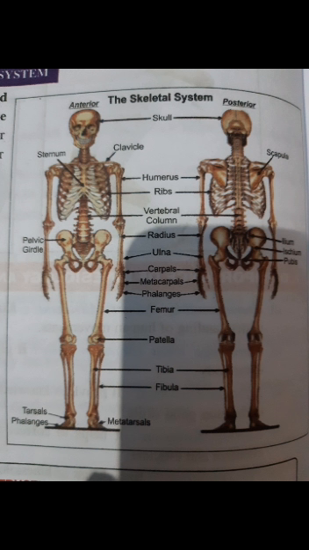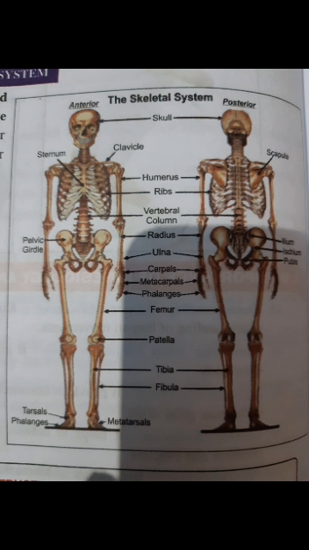Now let's know about the joints and its types. What are joints and what are its types? A joint is the place where two or more bones meet or join. This is called a joint. Joints are of three types. In the human body there are three types of joints found. Let's know one by one.